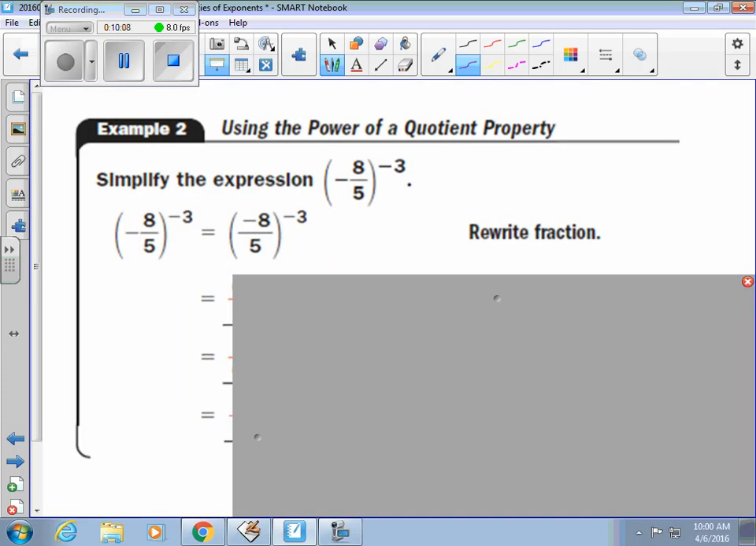Example number 2 is using the power of a quotient property. Simplify the expression, negative 8 over 5 to the negative third. Remember, that negative is out front of the fraction. It's in the middle. It's just rewritten down there by putting it at the top.